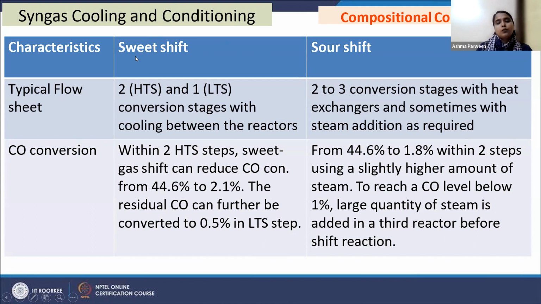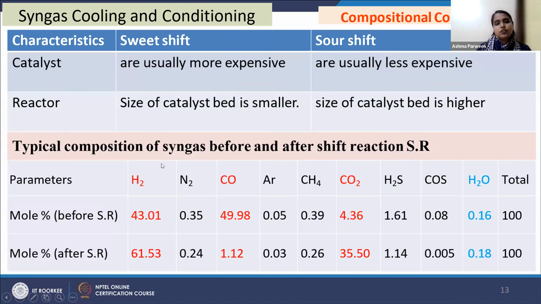Here are two types of shift, sweet shift or sour shift. It depends upon how many cycles of high temperature shift reaction or low temperature shift reaction we are using. You can refer to these in the lecture. So after doing the conditioning and cooling, what happens after the shift reaction? We have syngas whose composition is like this: 43.01% hydrogen and 49.98% CO. After the shift reaction, hydrogen composition has increased to 61.53% and CO composition has decreased to 1.12%.